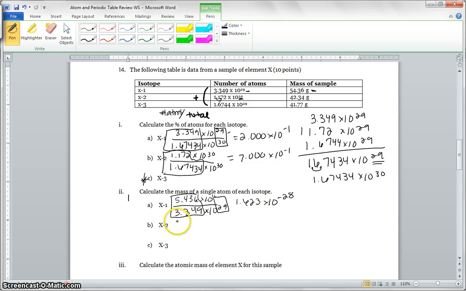Next one we should have 4.234 times 10 to the 1, divided by 1.172 times 10 to the 30th, equals 3.613 times 10 to the negative 29th. Okay, I'll let you do this last one again to make sure that you know what you're doing. Check it with the answer key.